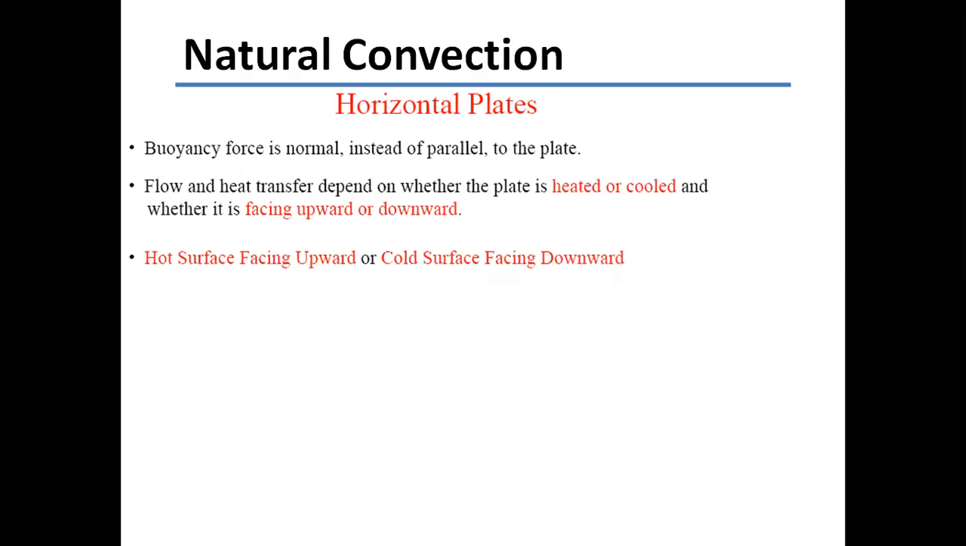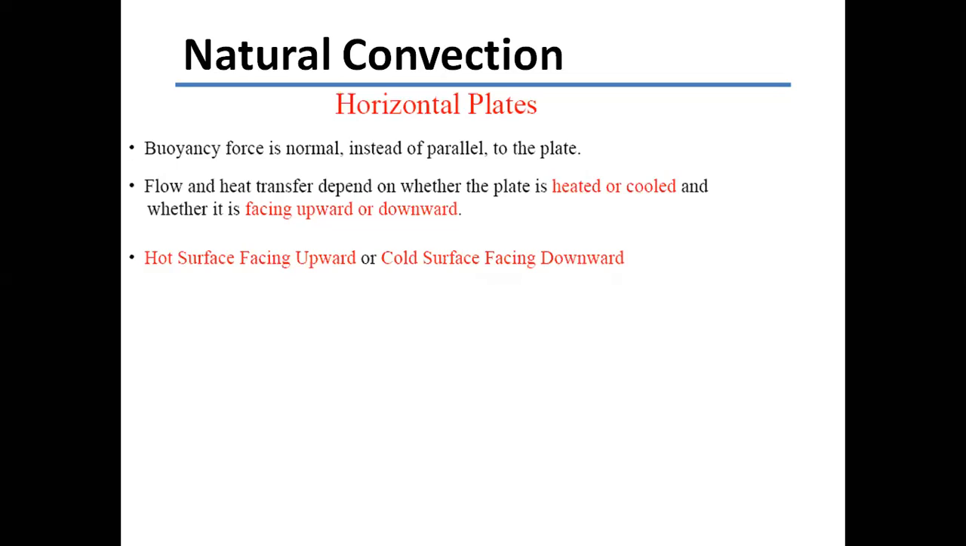The buoyancy force is normal. Now the force will be acting normal to the plate, not parallel. In the previous case, when the plate was vertical, the buoyancy force was parallel to the plate. When the plate is horizontal, the buoyancy force will be normal to the plate. Flow and heat transfer depend on whether the plate is heated or cooled. You can have a cold surface or a hot surface, whether it is facing upward or downward. Whether the hot surface is facing upward or downward, all these conditions will decide how the convection will happen, right?